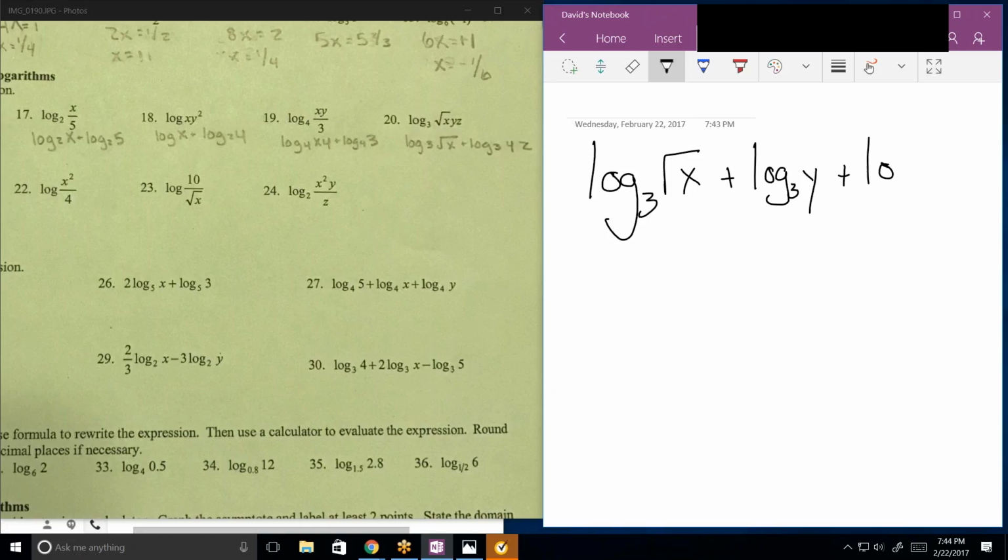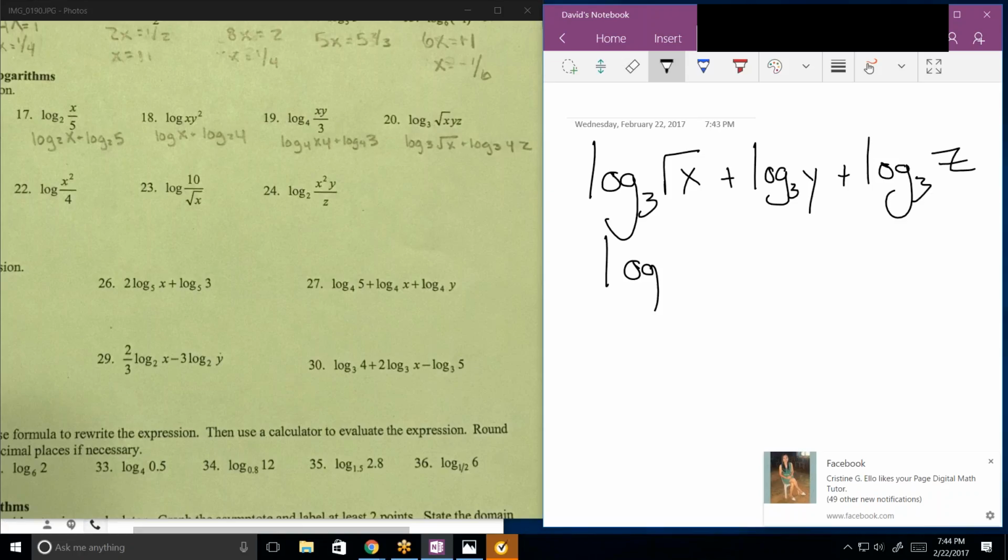You got it. Now, we're not done because that radical sign is what exponent? No, it's a base 3. Radical signs are always square roots if they don't have a number, and square roots are to the 1/2. Now that we've changed the radical sign to a fractional exponent, I can take that exponent and put it down in front.